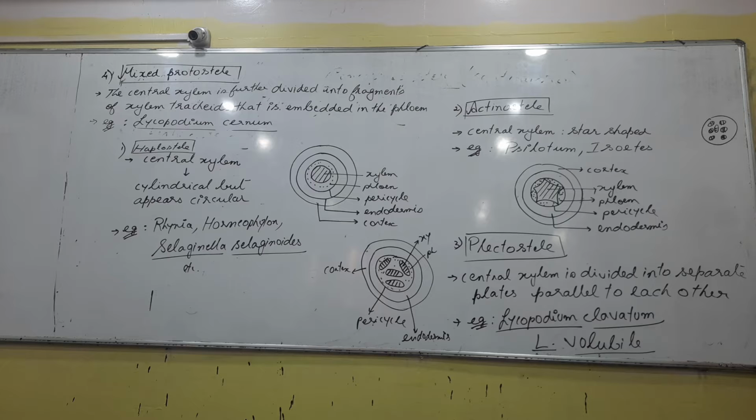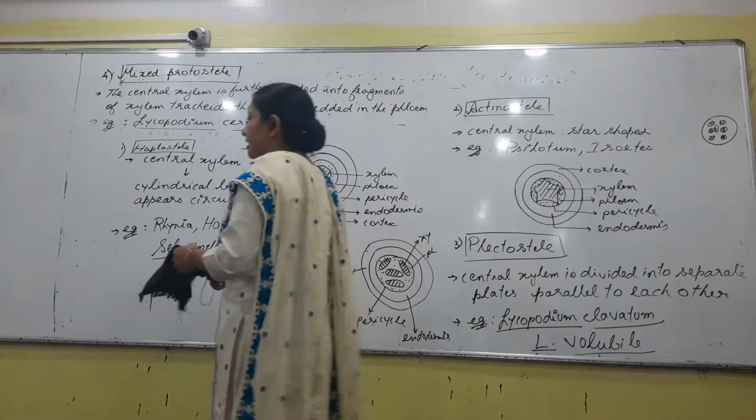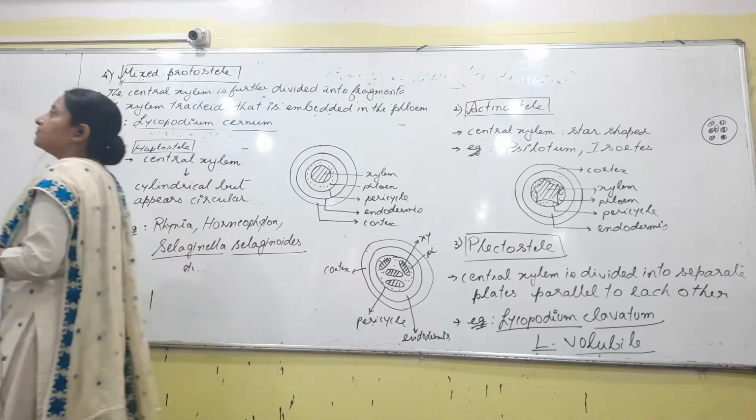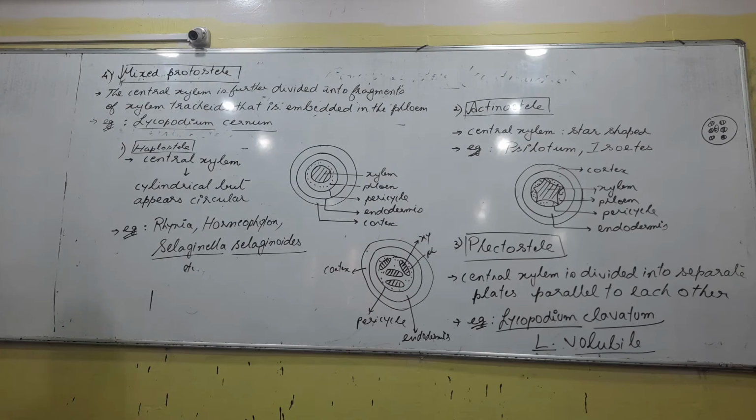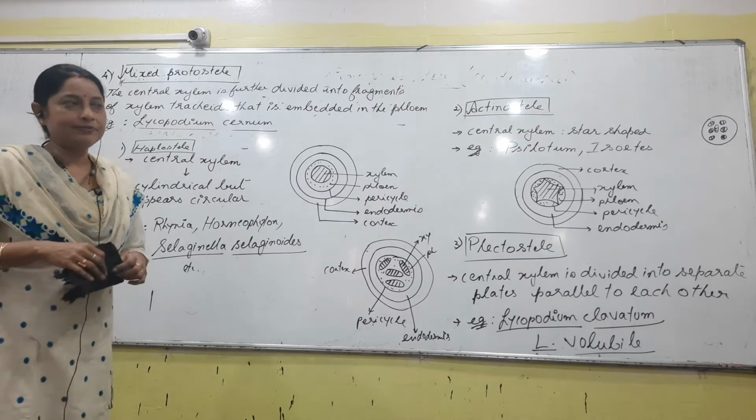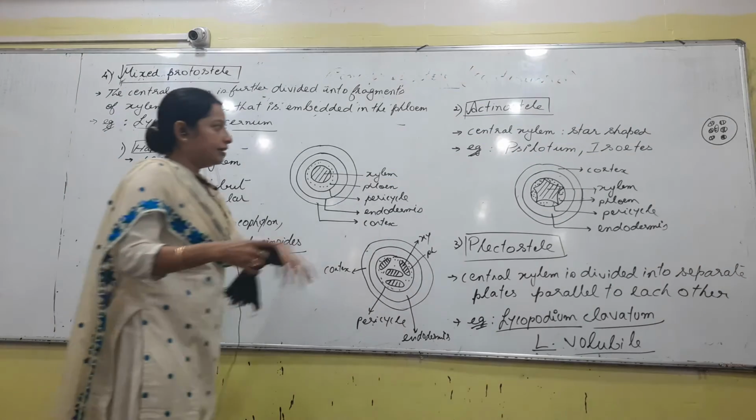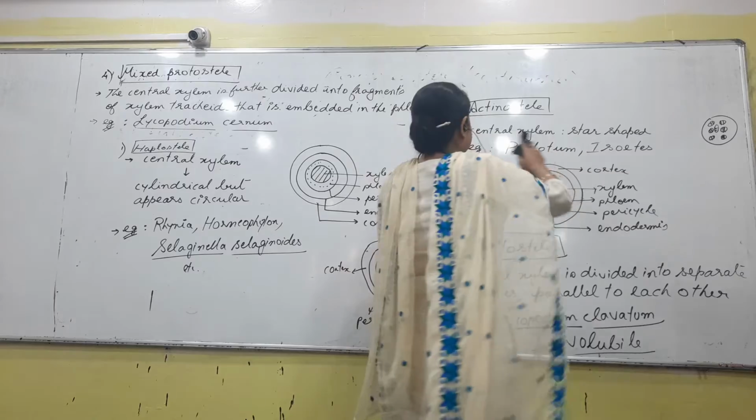After Protostele, the next type of stellar structure is this. Once that is over, write it down, and after that I will write number 2. Is there any confusion here? Stellar evolution, what is the first step that we have seen? Pith was absent, gradually xylem broke into pieces, right. I think this part is over.